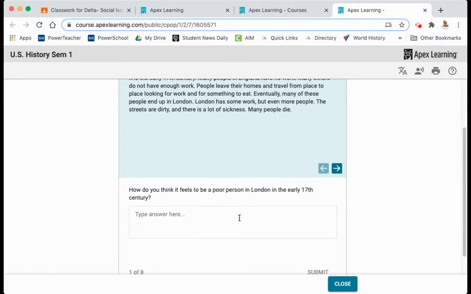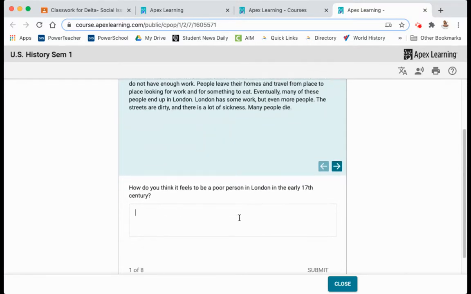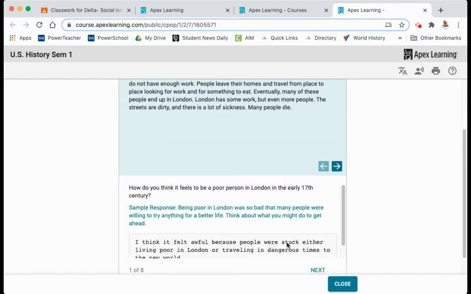So it asks, how do you think it feels to be a poor person in London in the early 17th century? So you might just say, I think it felt awful because you were stuck either living poor in London or traveling in dangerous times to the New World. I don't know, something. Think about it, submit something.